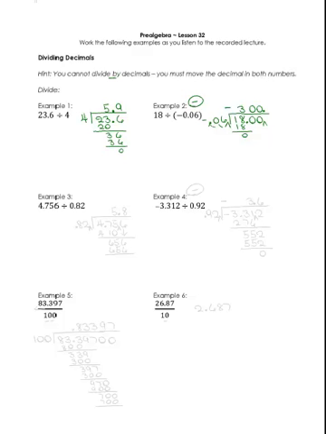Now for example 3, once again, I'm going to be trying to divide by a decimal, which means I'm going to have to move it. 4.756 divided by 0.82. Since I can't divide by a decimal, I'm going to move that decimal point 2 places. I'll also move the one under the house 2 places, and I'll place my decimal in my answer.